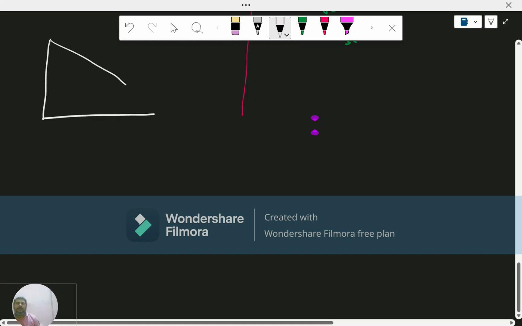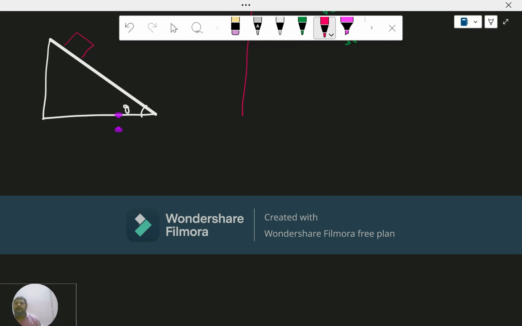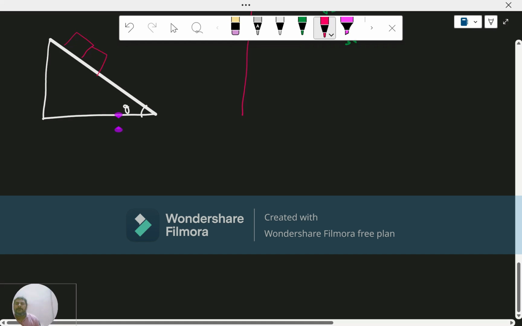So they can give the values here. This is theta. This is block 1, and this is block 2. The lower block is M1, the upper block is M2. The respective coefficients of friction are mu1 and mu2.